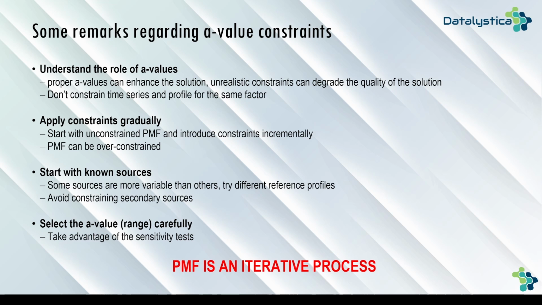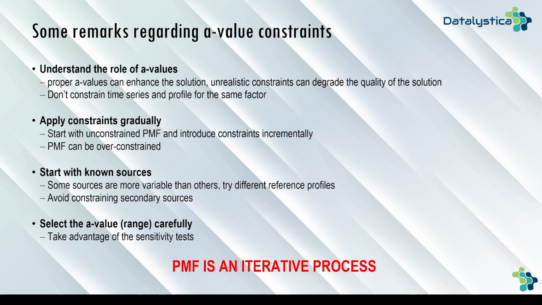Furthermore, it's strongly recommended to constrain only primary sources, as secondary emission sources exhibit higher variability even when found present in a previous study at the same place, and this is due to the rapidly changing environmental factors that affect the aging and other chemical processes.